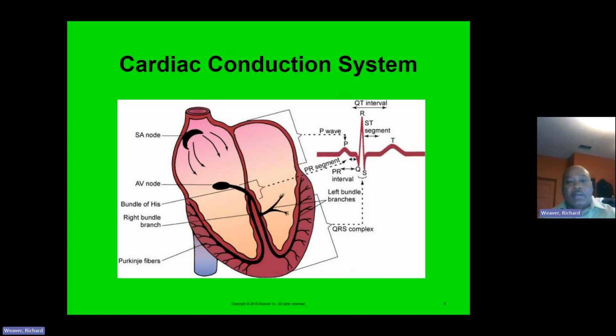Now, I told you that the electrical system has specialized myocardial cells, and cells is the key. Our cells need oxygen and nutrients and the minerals and so forth. These cells regulate heart rate and rhythm, and they have unique properties.